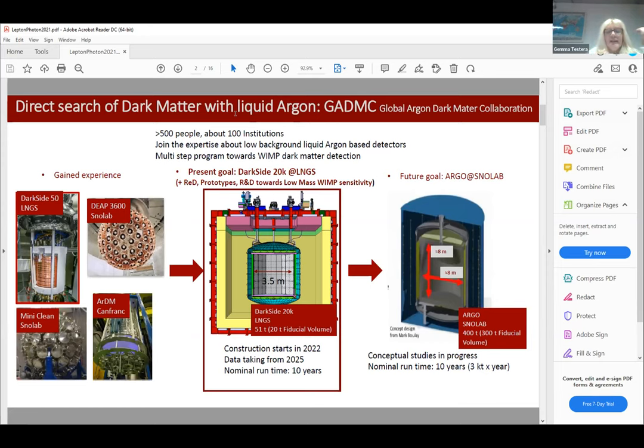So building on the already gained experience, our immediate goal is the construction of the DarkSide-20k detector, which will be located in Italy in the Gran Sasso National Laboratory. So we are talking about a detector with a nominal exposure of 200 tons per year, with 20 tons of fiducial volume. And while we are fully committed presently to the construction of this detector, we are also doing feasibility studies for a future detector, which is ARGO, likely located at SNOLAB, which will be one order of magnitude bigger in mass in the fiducial volume, so increasing the sensitivity consequently.